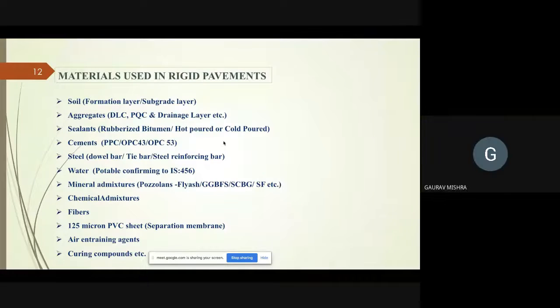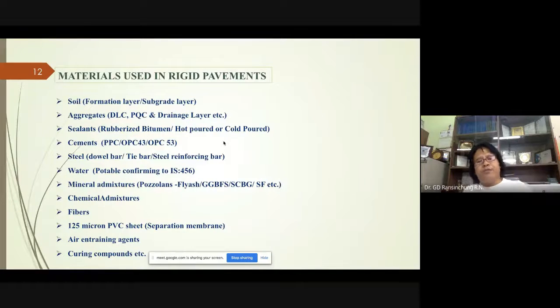Then we have the suppression membranes. It is a 125 micron thick PVC sheet we provide. This has to be sandwiched between the DLC and the PQC in order to break the monolithic action. And then air entraining agents are sometimes admixed to enhance the durability of the concrete. And then the curing compound.